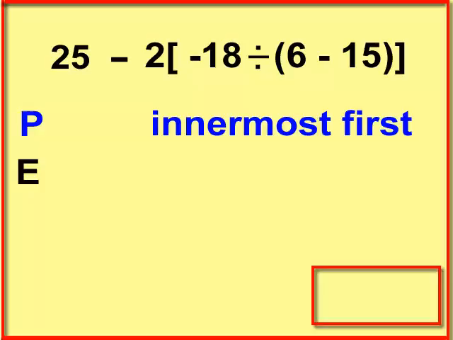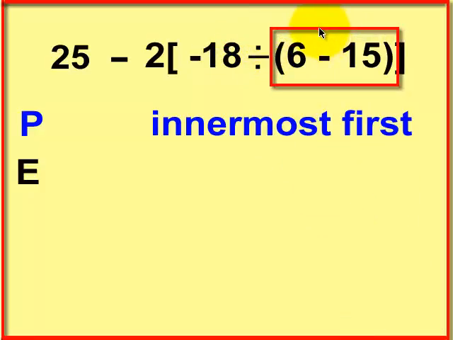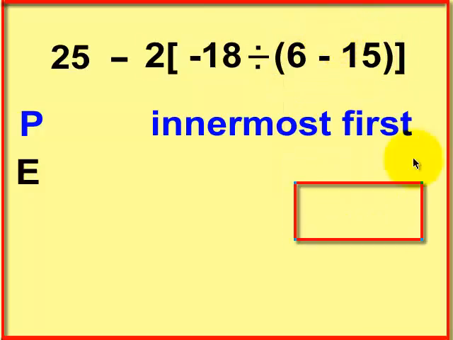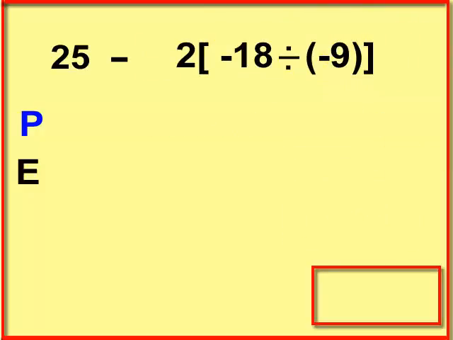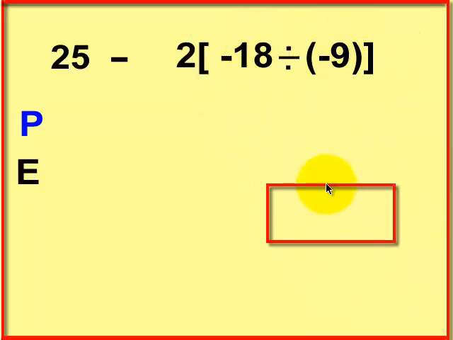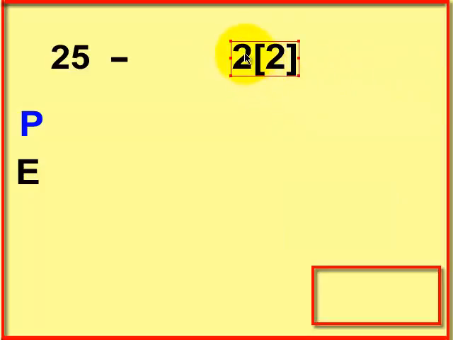But now let's look at the other parentheses. We do the innermost first. That's the rule. Always do the inside parentheses first. So 6 minus 15 is -9. Now we do the second set, right? Those are the brackets. So -18 divided by -9 is +2. So 2 times 2. That's multiplied right there, right? Even though it's not written, it's 2 times 2.